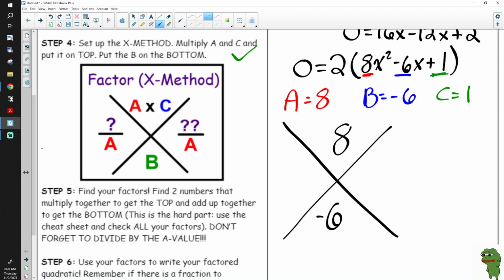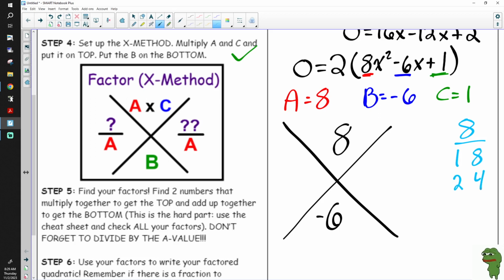We need two numbers that multiply to 8 and add up to -6. A good way to do this is off to the side. Off to the side, I will write my top number 8 and I will list its factors. What are the ways to make 8? 1, 8, 2, 4. Which of these is going to add up to 6?